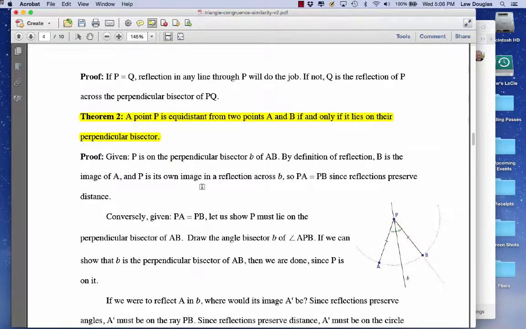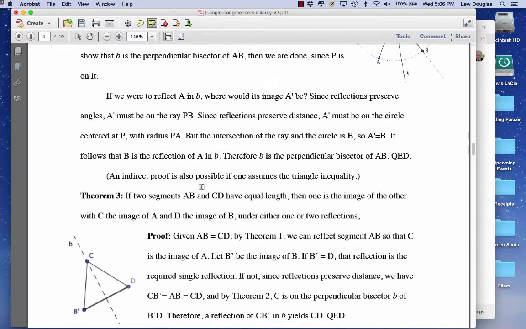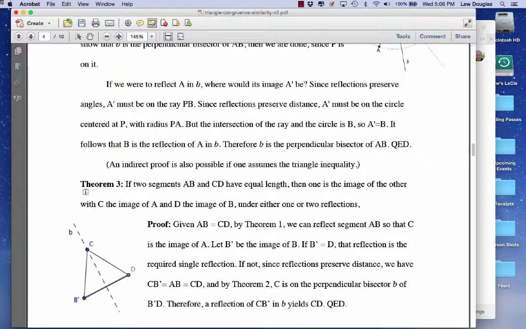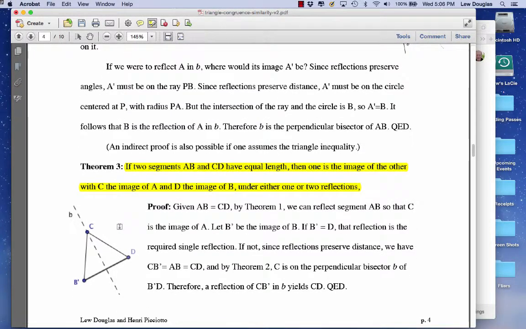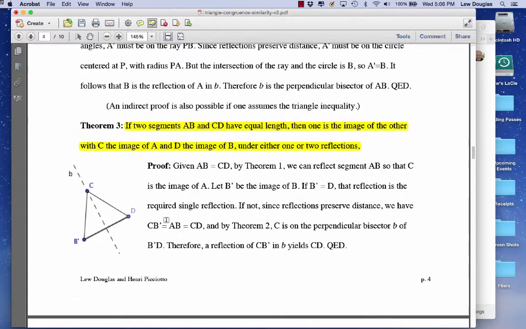Seems reasonable, but not so easy to prove. Theorem 3 is sort of an extension of Theorem 1. Theorem 1 said we could map a point to a point with reflections. And Theorem 3 says if you have two segments that have the same length, then one is the image of the other under either one or two reflections. So you can map a segment to a segment of equal length under either one or two reflections.